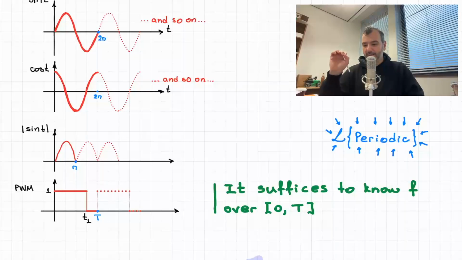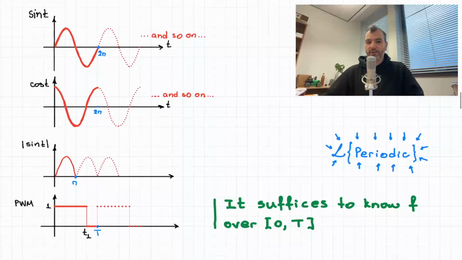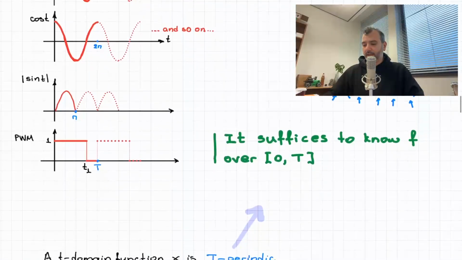Just let me highlight at this point that all we need to know is how the function behaves over an interval from time 0 to time T. If you know this and you know that the function just repeats, then you can tell the value of the function at any future time. Let me just quickly mention another example: these PWM signals that are very popular in electrical engineering.